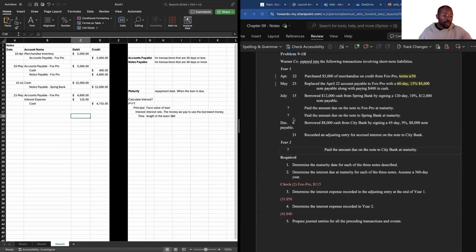Now we have another problem where they want us to find the date. Why do they want us to find a date? Because this is related to maturity. They're saying we paid the amount due on the note to Spring Bank at maturity. We know maturity is the repayment date when the loan is due. So we need to go back to the initial transaction. Well, on July 15th, we borrowed 12,000, 120 days.